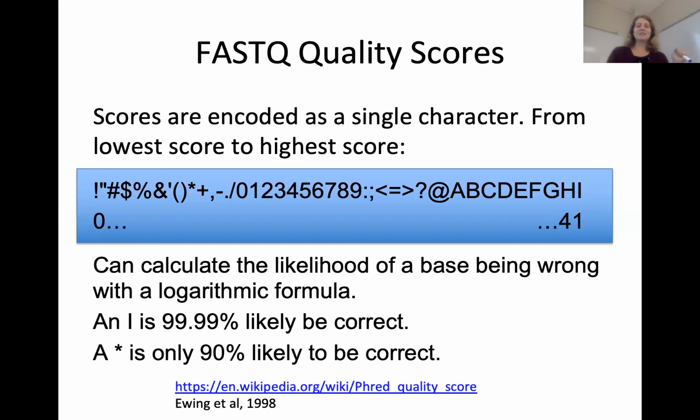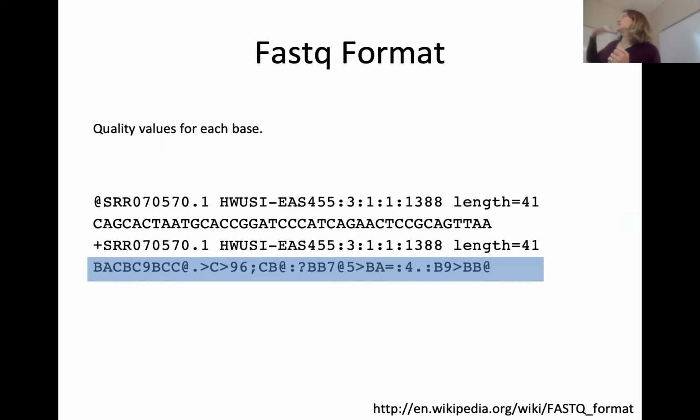Any questions about FASTQ? Let me back up. So comment line, unique identifier starting with @, sequence, useless line with a plus sign, quality scores. Any questions about that? Yep.